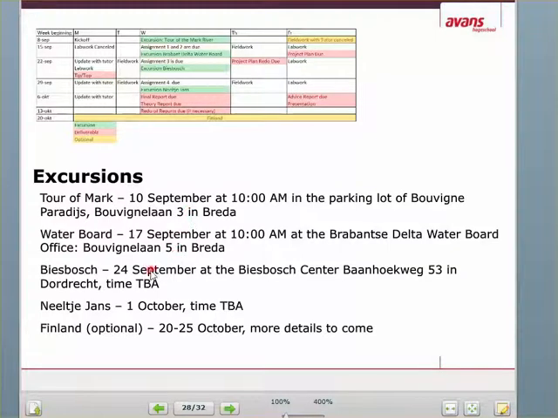How long is this trip then? On Wednesday, I think it's an hour and a half. It's an hour and a half, so it's from 10 to 11:30.